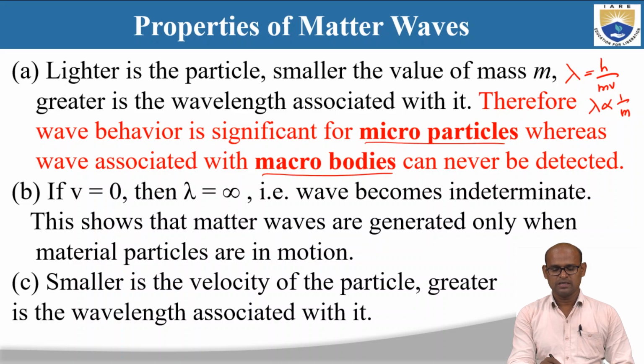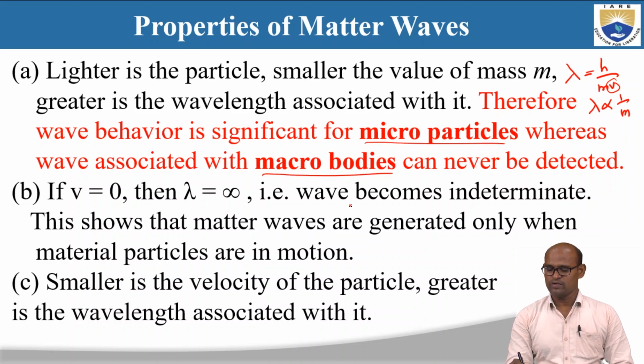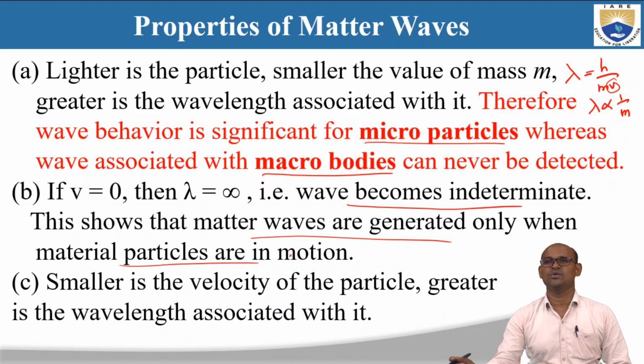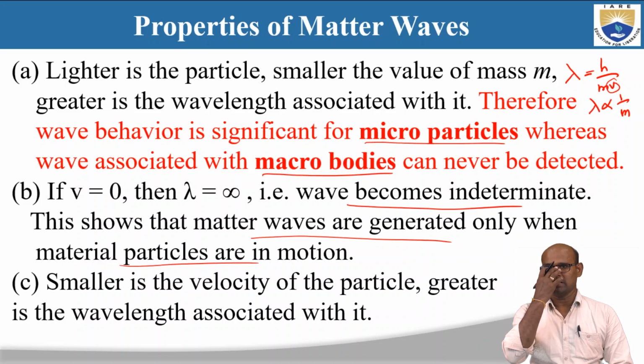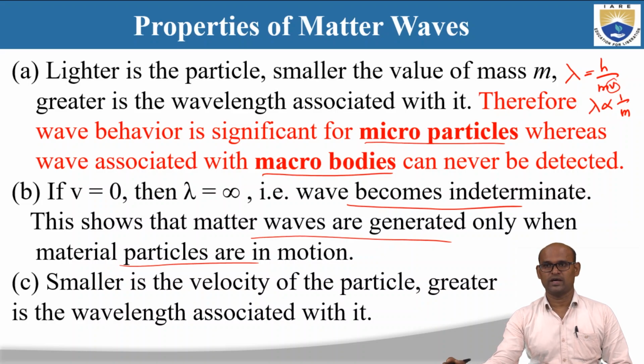The second property is that if velocity is 0, lambda is infinite. If velocity is 0 here, 1 by 0 is infinite. This means the waves become indeterminate. This shows that matter waves are generated only when the particles are in motion. Velocity 0 means the particles are at rest. When particles are at rest, you cannot detect the wavelength because the wavelength is infinite. So these matter waves are produced only when the particles are in motion.